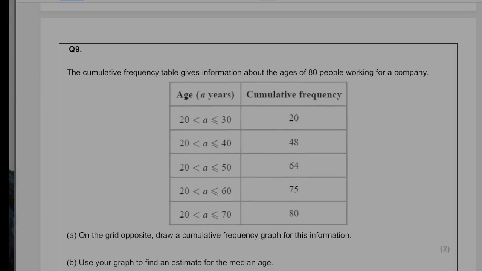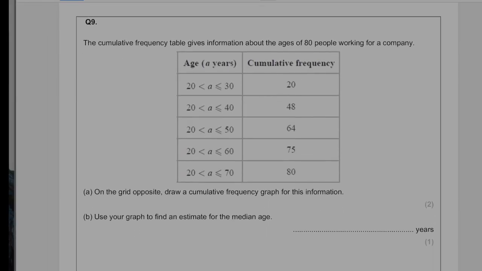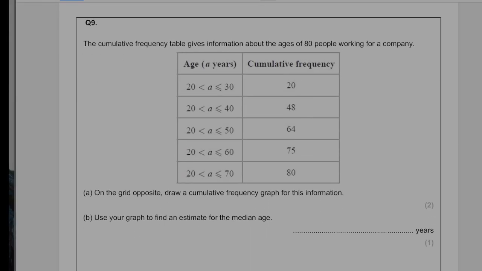Right, question 9. The cumulative frequency table gives information about the age of 80 workers at a company. On the grid opposite, draw a cumulative frequency graph for this information. So I'm going to plot each of these at the maximum value for a cumulative frequency.